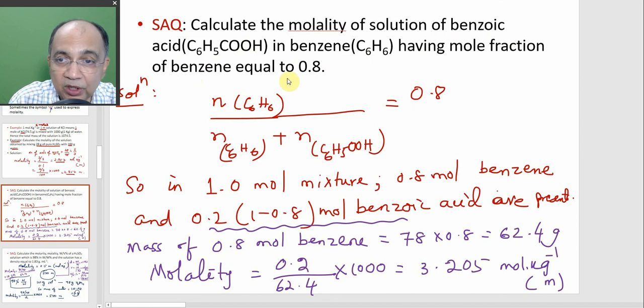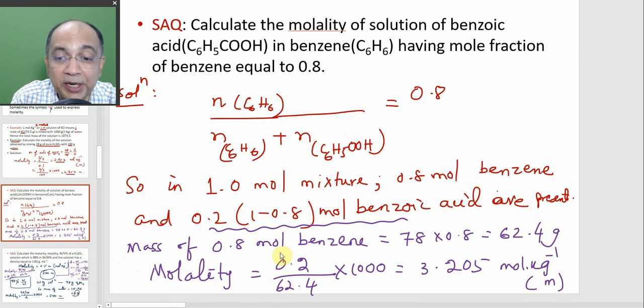So mole fraction of benzene means the number of moles of benzene by the number of moles of benzene plus the number of moles of the solute benzoic acid. If that is 0.8, that means out of 1 mole, if 0.8 mole is benzene, then 1 minus 0.8, that is 0.2 mole, is benzoic acid, the solute. Then we can convert into mass.